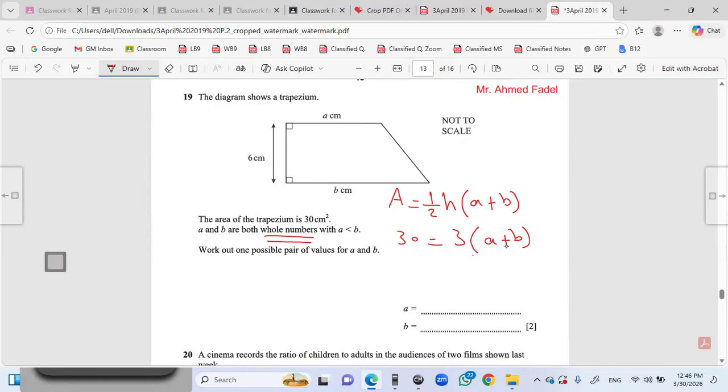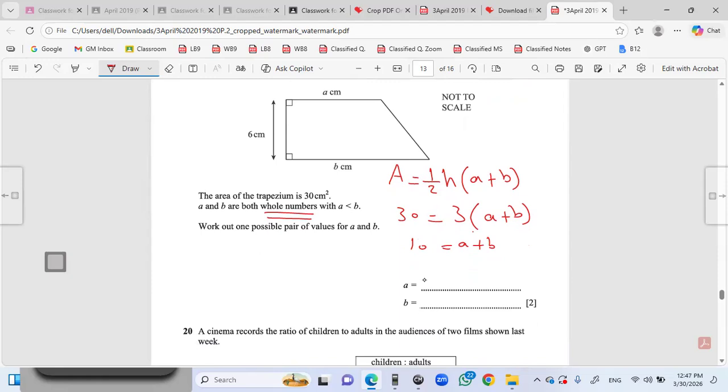3 times what is going to give you the 30? 3 times 10. Or if you send the 3 to the other side, division, you're going to find that A plus B equals 10. A plus B must be equal to 10. So give me any two values that if you add them, they give you 10. Again, the area of the trapezium is half of the height multiplied by A plus B.